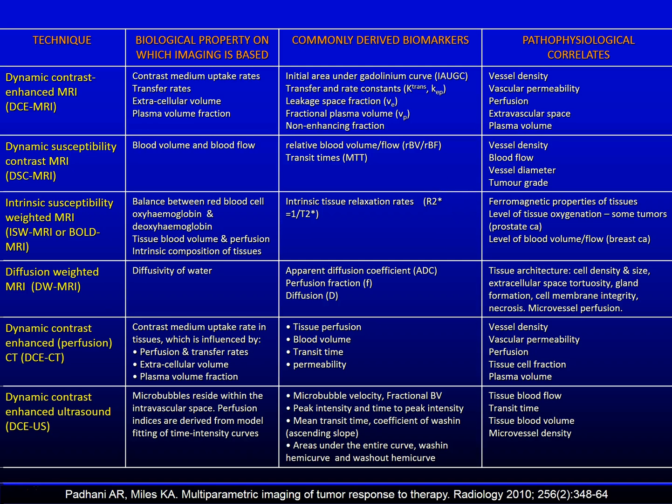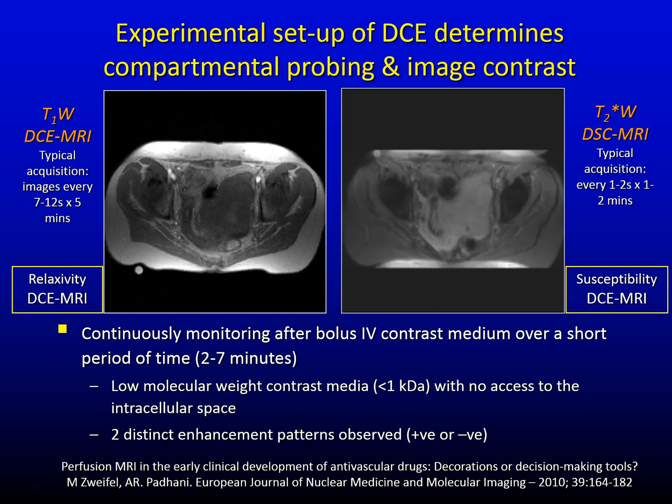Now, there are many ways of imaging the vasculature and I've just outlined those over here. Today we're really going to talk about the first two rows, the dynamic contrast enhanced MRI and dynamic susceptibility weighted MRI. Let's just start off by showing you how the experimental setup alters what is imageable at any given time. So here is a large pelvic mass. You can see it's solid.